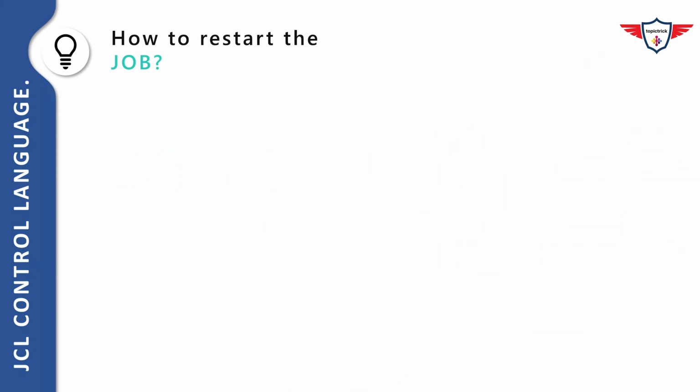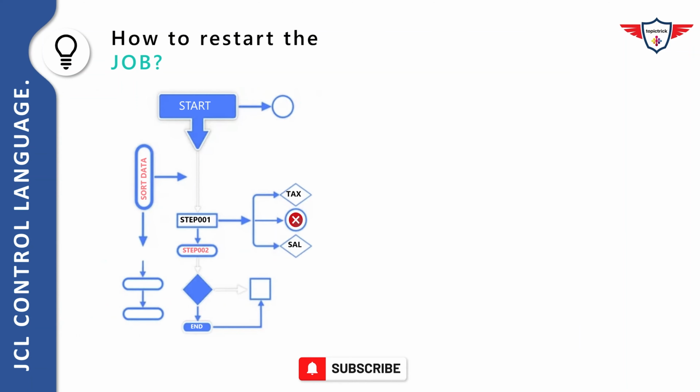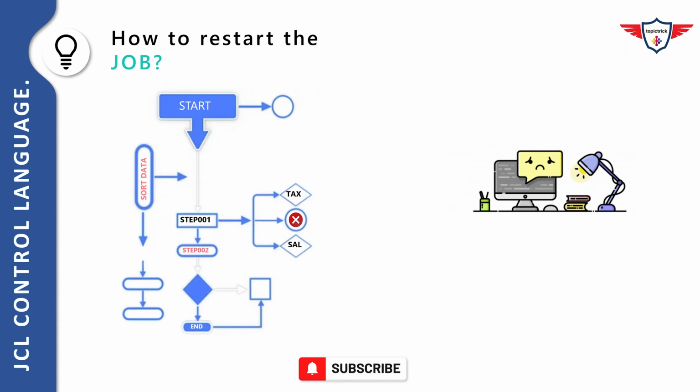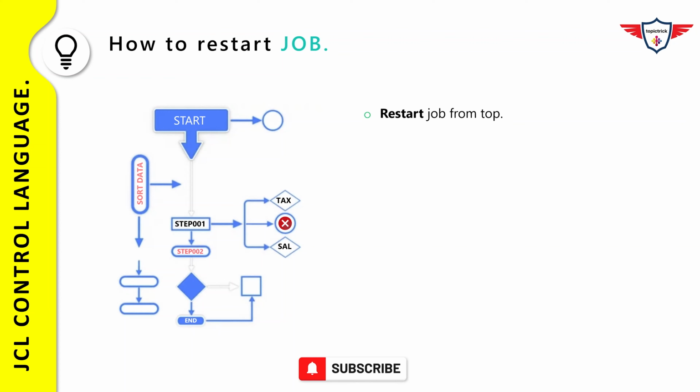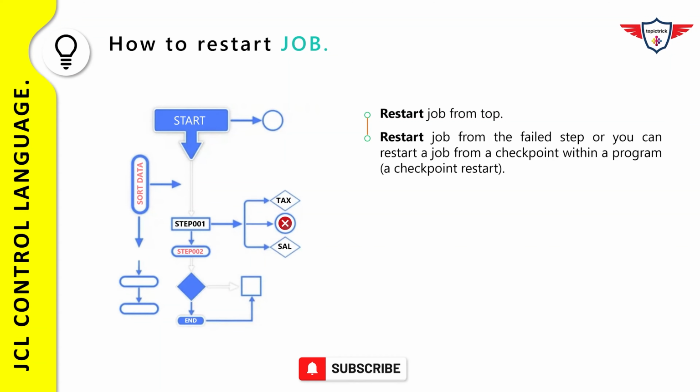So when a program abends or the system fails, you may need to restart a job from a specific point or a step where it had failed instead of restarting it from the top. Now the question is, is it possible to restart a job from a designated step instead of restarting it from the top? Well, the answer is yes. It is possible to restart a job at a point other than at the beginning. To be very precise, you can restart a job from a designated step, or you can restart a job from a checkpoint within a program.